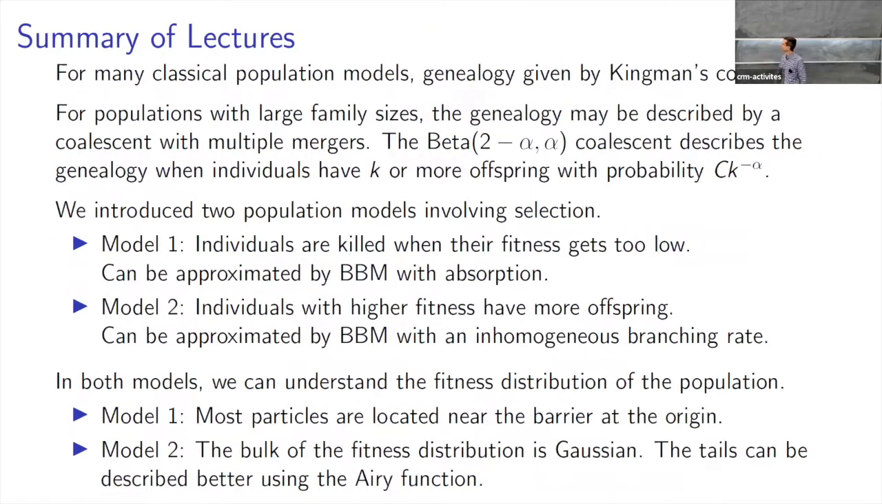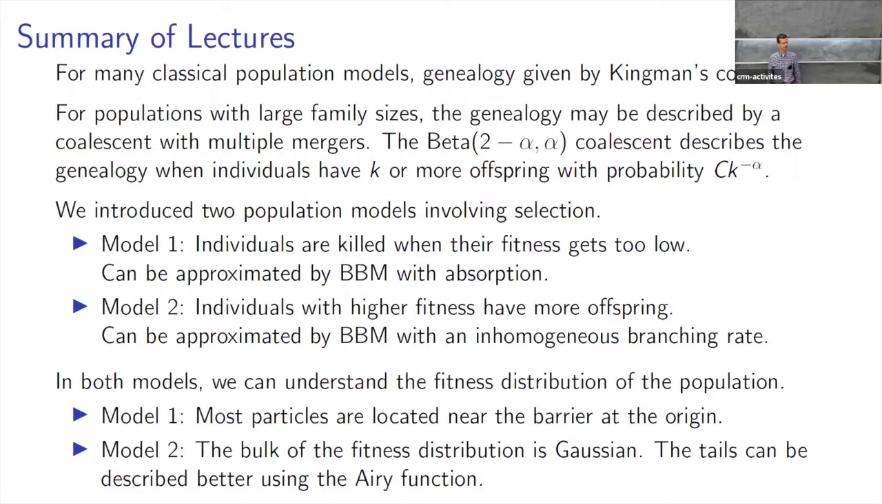So finally, I just want to summarize what we've covered in these lectures. We've seen that for many classical population models, the genealogy of the population can be described by the classical Kingman's coalescent with only pairwise mergers of ancestral lines. But for populations with large family sizes, the genealogy may be described by a coalescent with multiple mergers. In particular, if individuals have k or more offspring with a probability proportional to k to the minus alpha, the genealogy is best described by a beta coalescent.